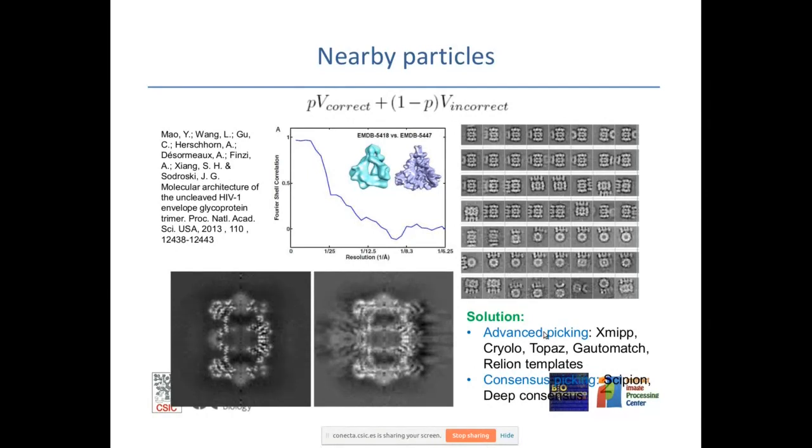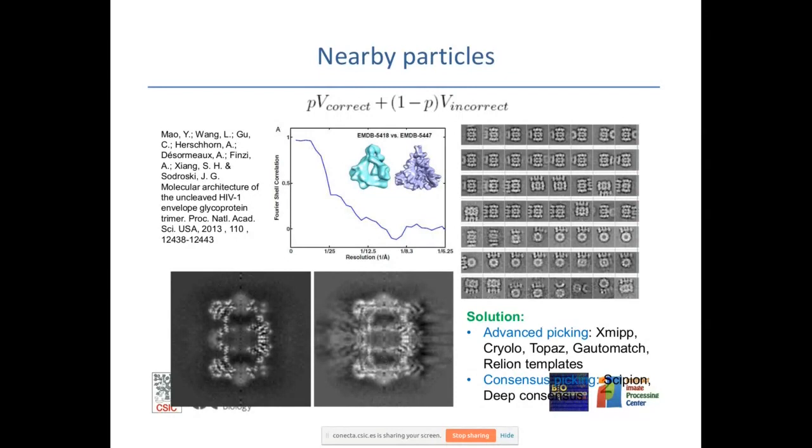But in reality, you have a mixture between these two extremes. So it depends on what your proportion of isolated particles is. Let's say that your proportion is 90%. That means that you have 90% times the correct volume plus 10% of a volume that looks like this. And you are adding both in your final reconstruction. So this is really something to be aware of.